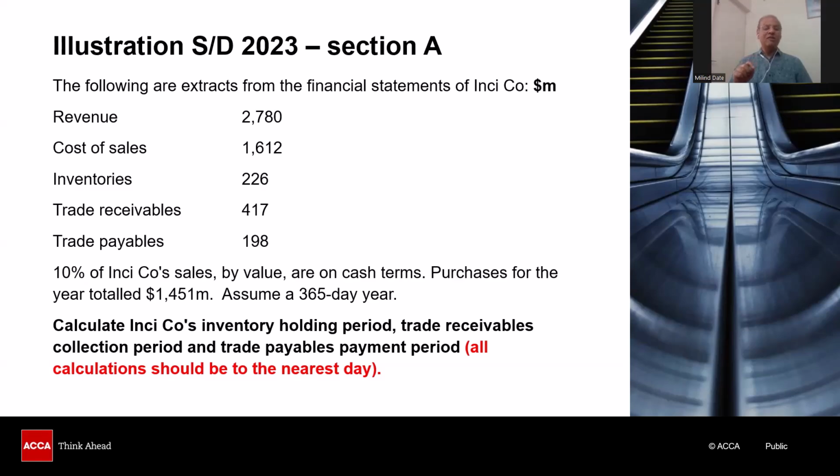The rounding off, which I said, here the instruction to you is all calculations should be to the nearest day. So naturally, if the answer comes out to, let's say, 49.55, you should round it up to 50 days, so on and so forth.